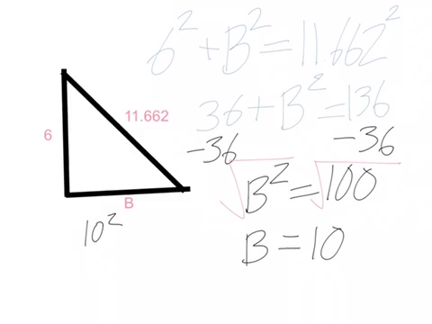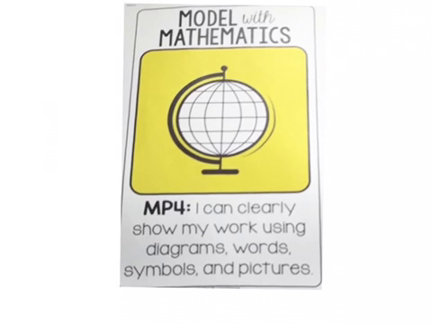And so now this side is 10 squared, this side is c squared, and this one is 11.662 squared, and then you have your side values. This standard represents my problem because I can use diagrams and numbers to represent my problem.